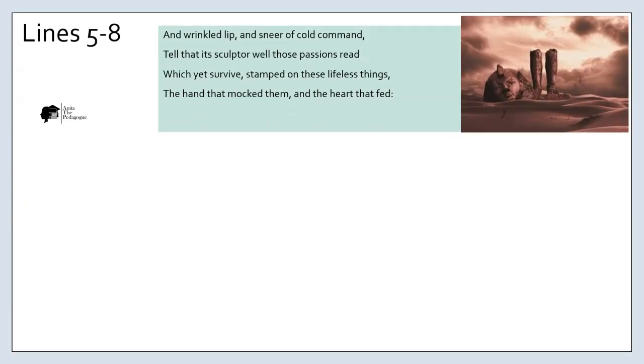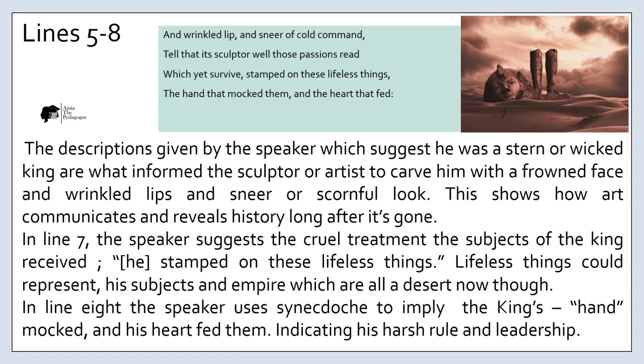Let's move on to lines 5 to 8. The descriptions given by the speaker, which suggest he was a stern or wicked king, are what informed the sculptor or artist to carve him with a frowned face, wrinkled lips and a sneer or scornful look. This shows how art communicates and reveals history long after it's gone, projecting the themes of art here. Now, in line 7, the speaker suggests the cruel treatment the subjects of the king received.